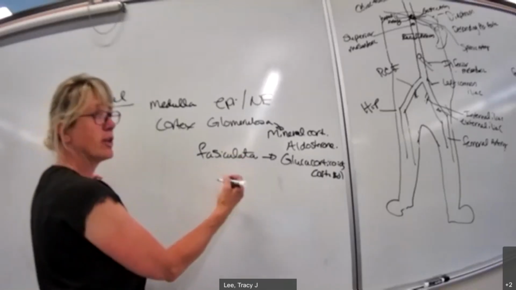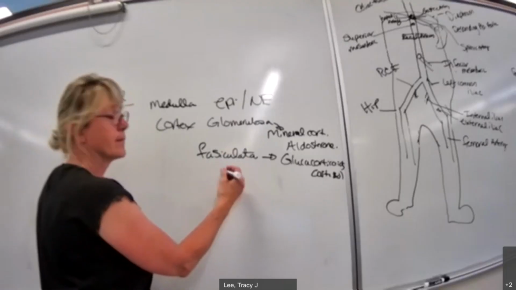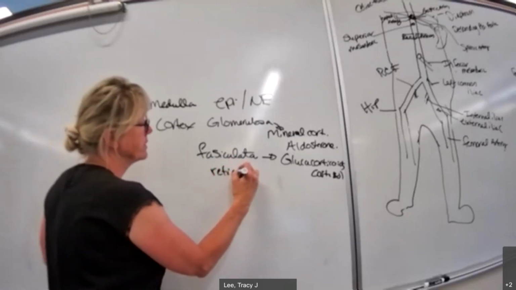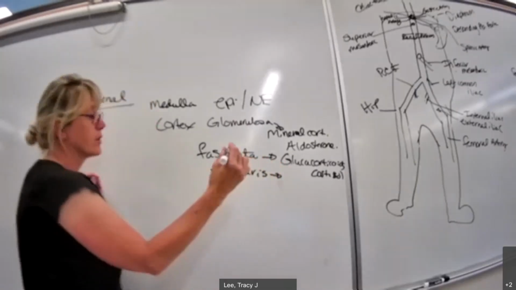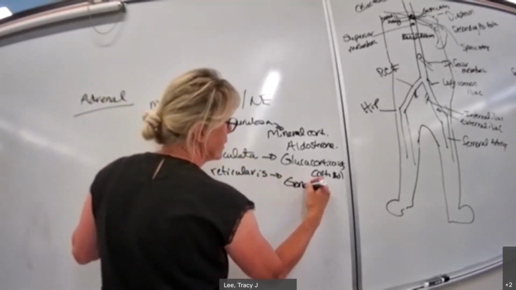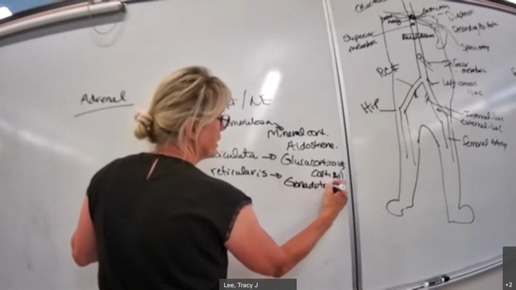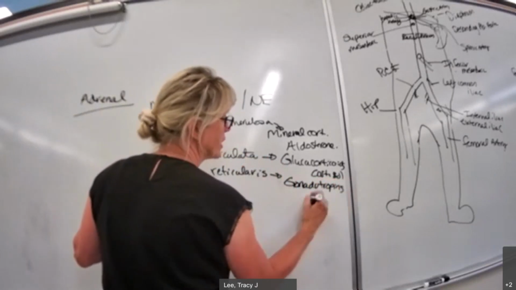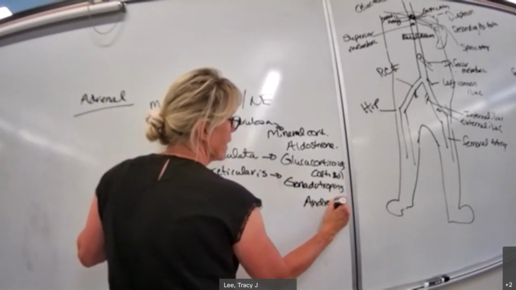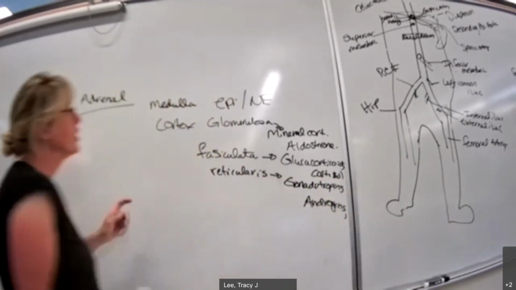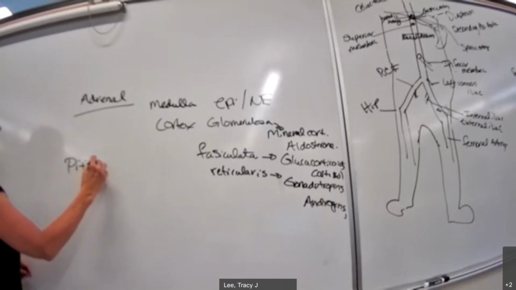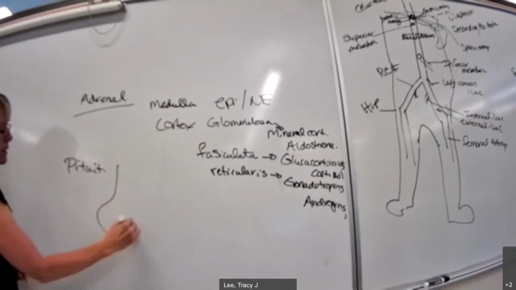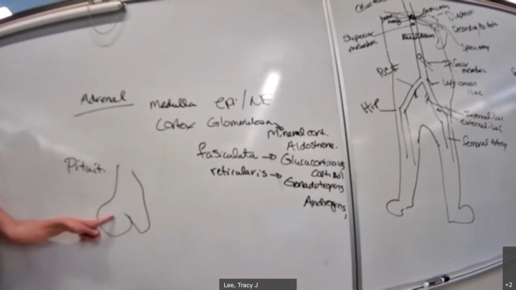differentiate. All right, what's our most inner layer of our cortex? Reticularis. And what's it secrete? Gonadotropins, which are what? Good. They're part of the androgens, right? All right, so that is our adrenal glands. Let's do pituitary gland. Let's do our lobes.